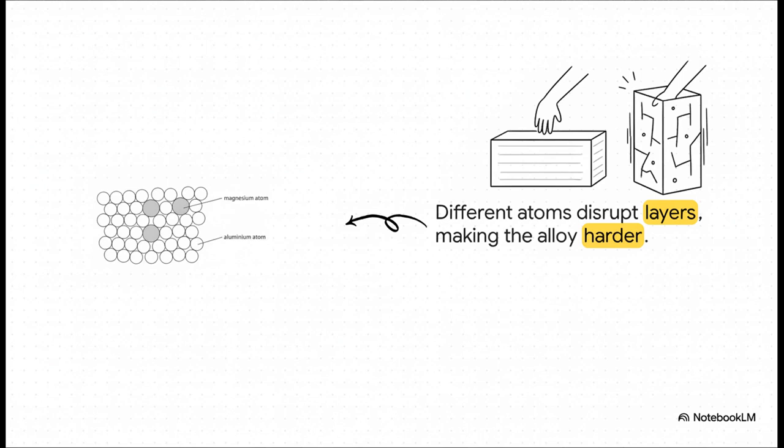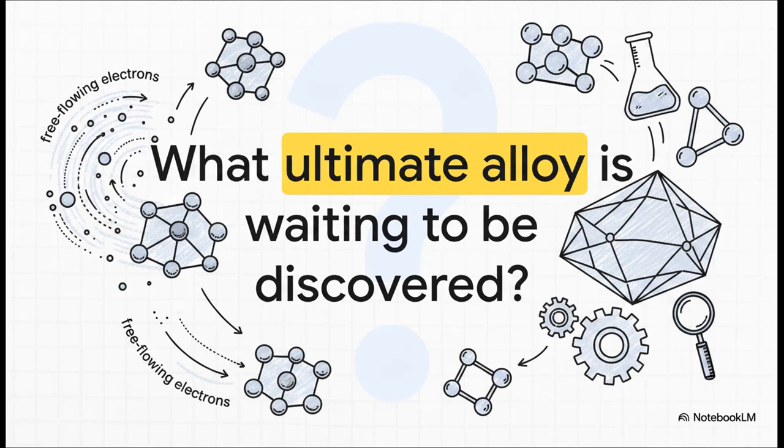And because those layers can no longer slide, the resulting alloy ends up being significantly harder and way more rigid than the pure metal it started out as. It's an incredibly simple but absolutely brilliant microscopic trick. From a sea of free-flowing electrons that allow metals to gracefully bend and conduct electricity, all the way to the precise size of atoms that determine an alloy's incredible bridge-building strength, it's just amazing to see how the microscopic world dictates our macroscopic reality. But materials science is far from a finished book.